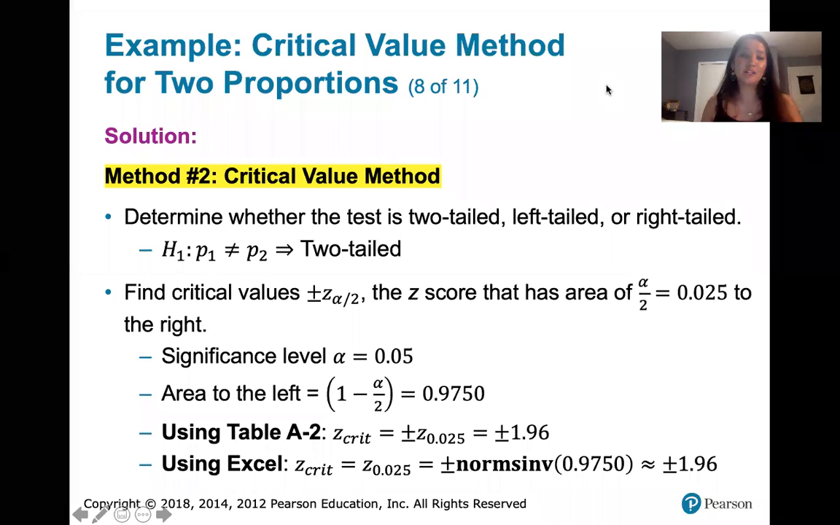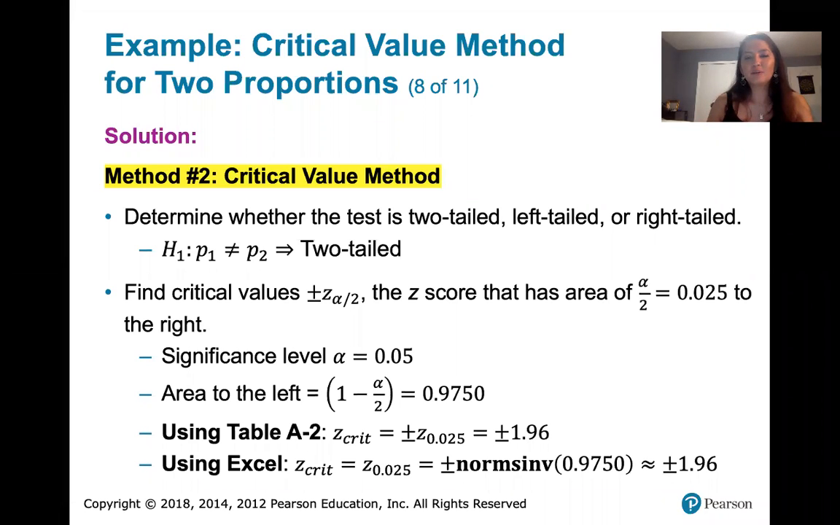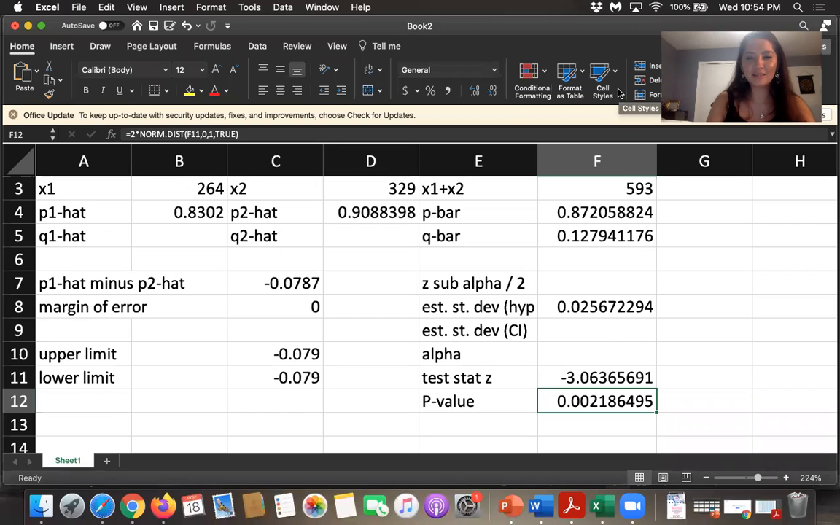Now the other option is to use Excel to find those critical values. So the critical value would be z sub 0.025, which can be found using the NORM.S.INV function. And then we're going to have a positive version of that number and the negative version of that number because we're separating that alpha over 2 area in both the left tail and the right tail. So let me show you how to do this in Excel.